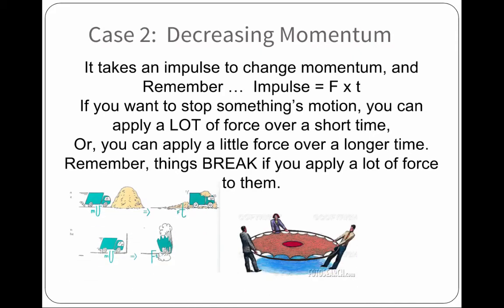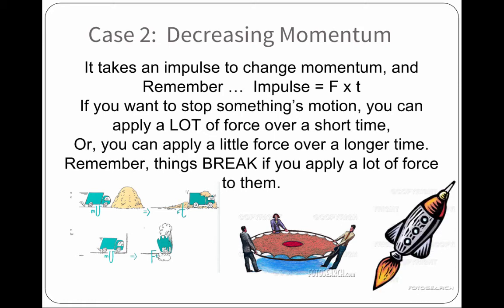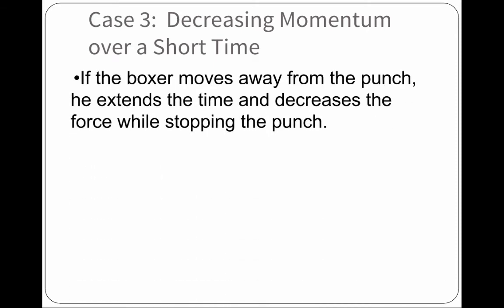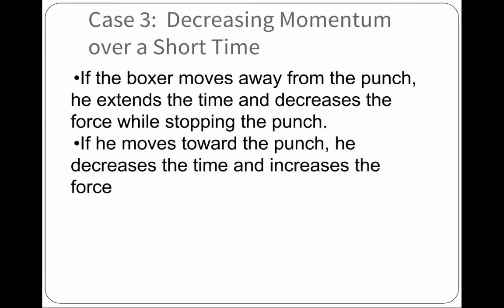like the truck. This is also why if you're having to jump from a building, they generally will put an airbag of some sort or a trampoline. It is so that the amount of time for your impact with the ground is lengthened. Decreasing momentum over a short time. If the boxer moves away from the punch, he extends the time and decreases the force while stopping the punch. But if he moves toward the punch, he decreases the amount of time and then increases the force.